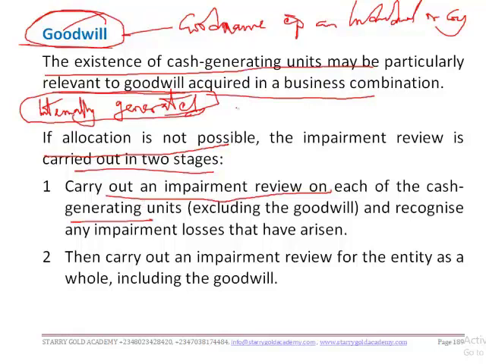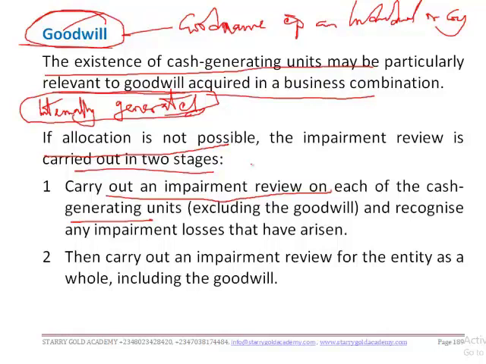Now you are discussing cash generating units, which is a group of assets, each of which is independent of generating cash flows towards an entity. Independent of a group of assets. Are we together?